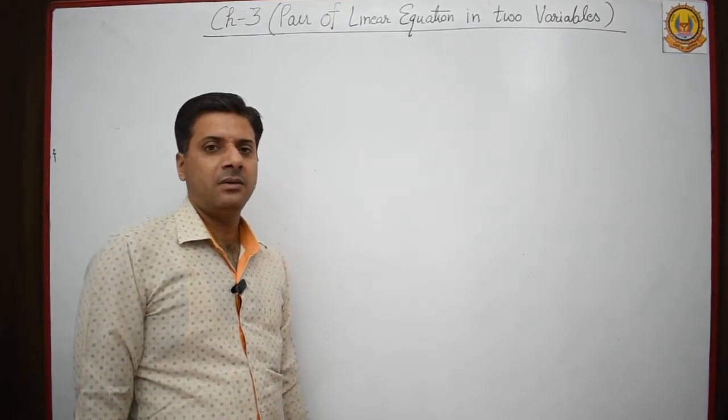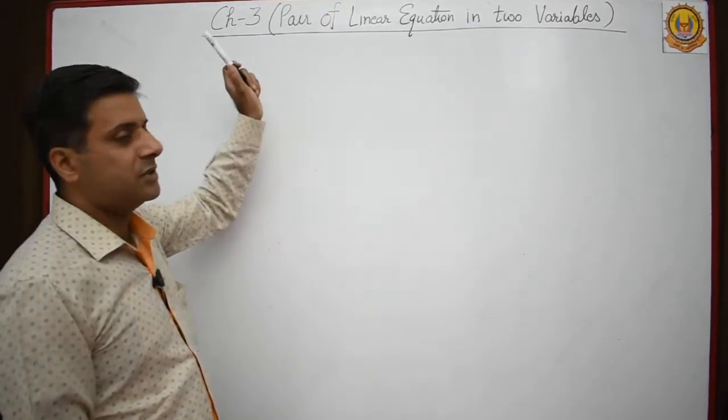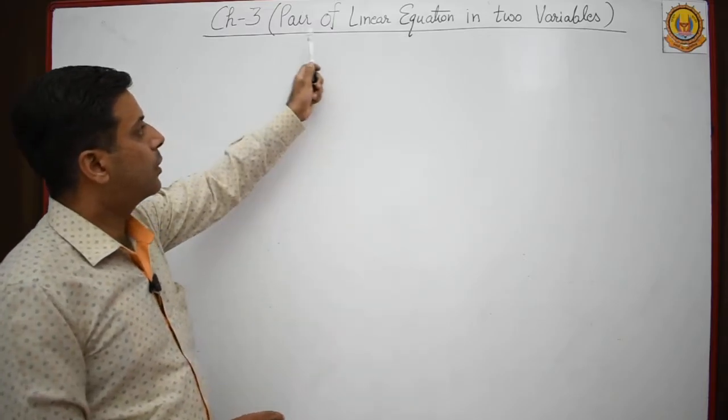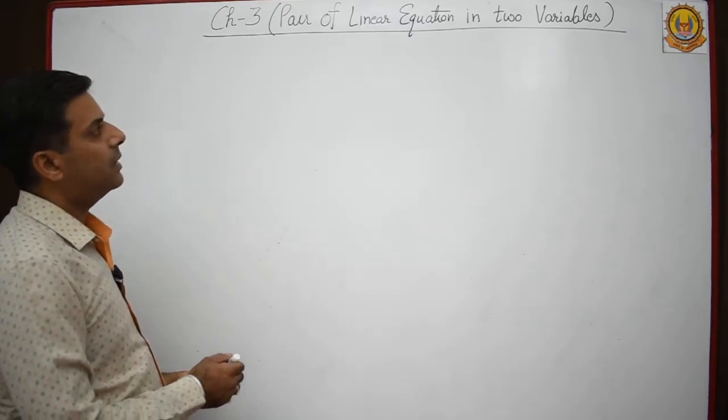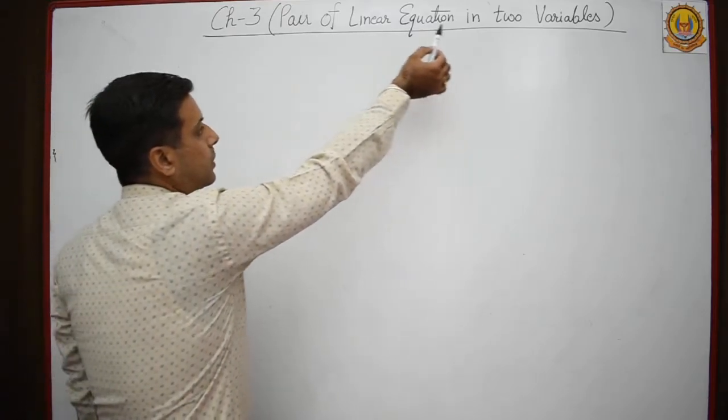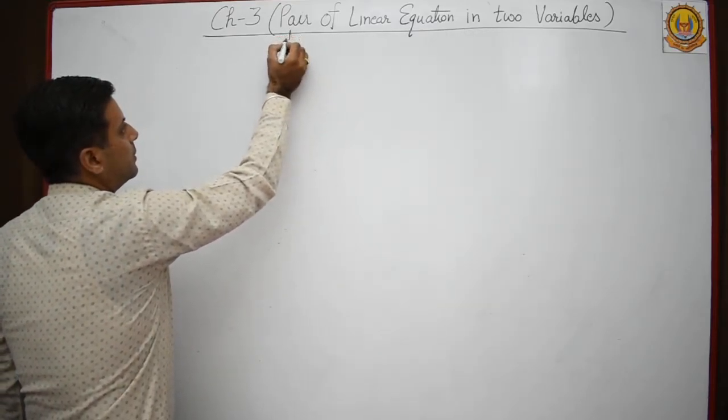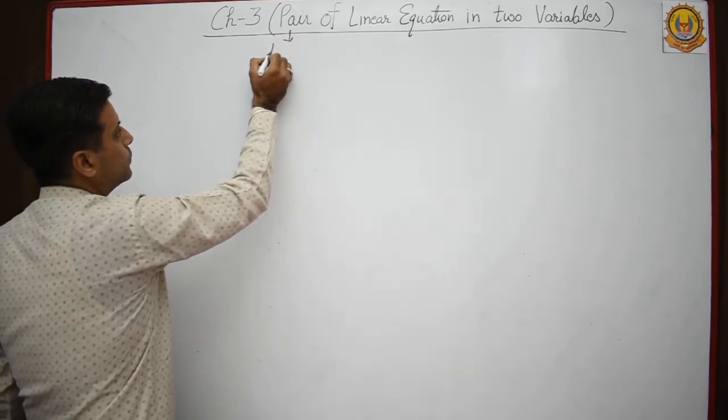Hello students, today we will do chapter number 3, pair of linear equations in two variables. First we will understand the meaning of these words. Firstly, pair means जोड़ा, that is, two.